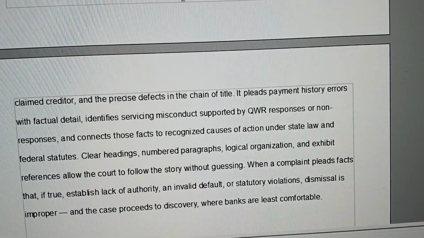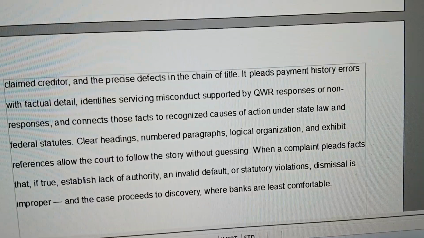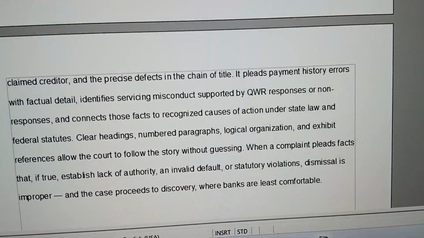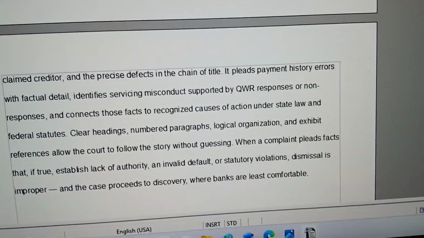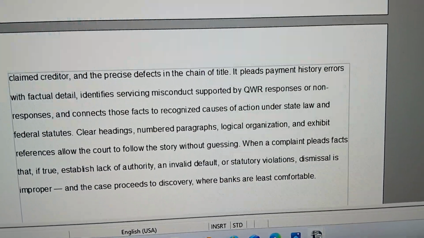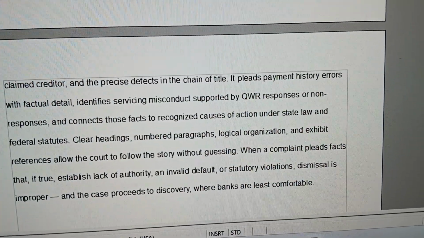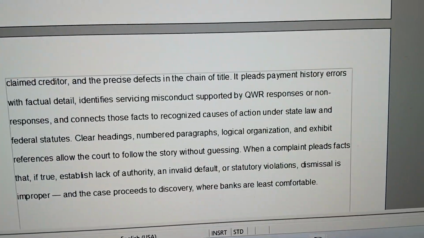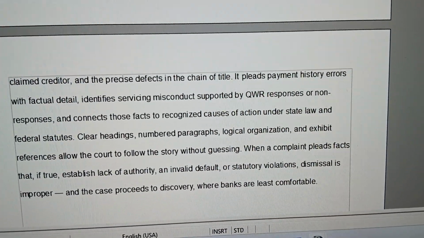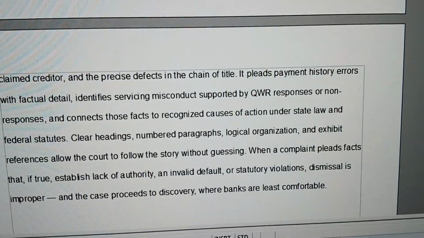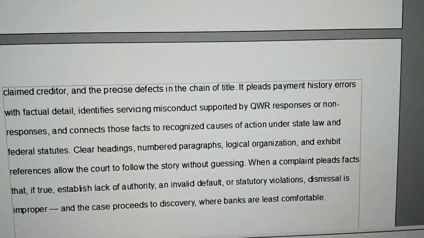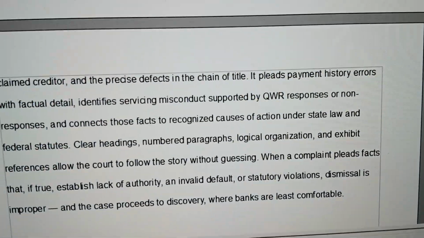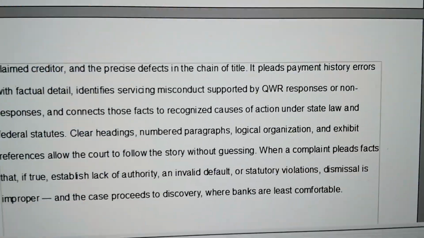It pleads payment history errors with factual detail, identifies servicing misconduct supported by QWR responses or non-responses, and connects those facts to recognized causes of action under state law and federal statutes. Clear headings, numbered paragraphs, logical organization, and exhibit references allow the court to follow the story without guessing. When a complaint pleads facts that, if true, establish lack of authority, invalid default, or statutory violations, dismissal is improper, and the case proceeds to discovery where the banks are least comfortable.